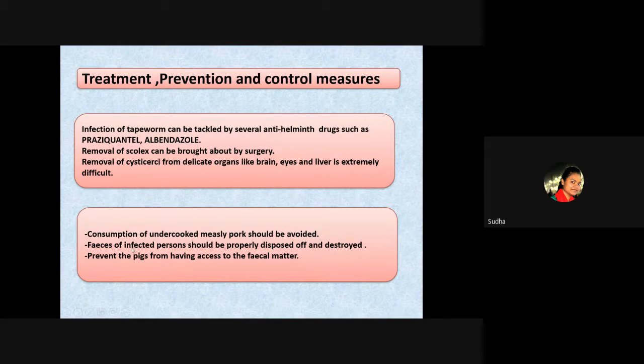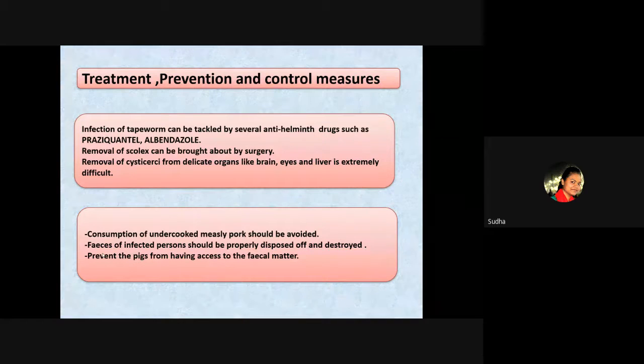Second is feces of infected person should be properly disposed of and destroyed. So if a person is infected and we know that, we have to properly dispose of the feces or infected clothes and all. Then prevent the pigs from having access to the fecal matter. As we all know, the intermediate host is pig. So pig is also important over here.